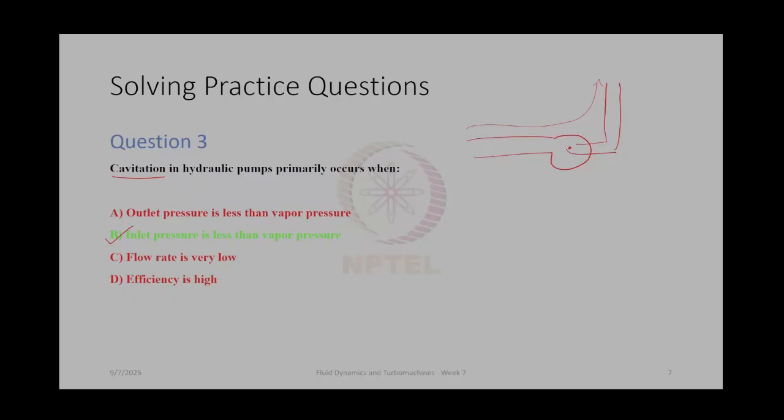This is where it's sucking in more fluid from the source, from the reservoir side. And this is where the lowest pressure happens, and therefore the highest chance of that pressure going below vapor pressure is there. And as a result, cavitation also has the highest chance of occurring near the inlet of the pump. Okay, hope that's clear. Let's move along.